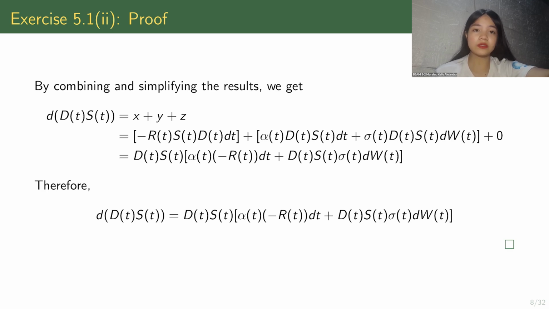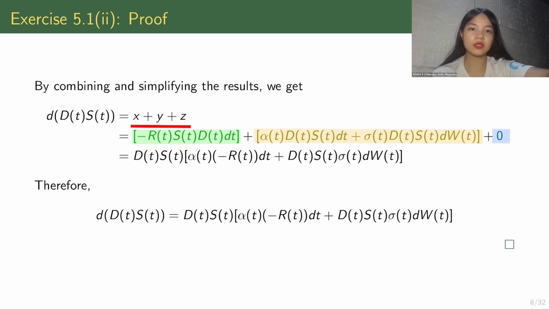Ito's lemma allows us to find the differential d(D(t)S(t)) by decomposing it into deterministic and stochastic components. So decompose d(D(t)S(t)) into parts X, Y, and Z. X equals negative r(t)S(t)D(t)dt. Y is equal to α(t)D(t)S(t)dt plus σ(t)D(t)S(t)dW(t). Z is equal to 0 as previously calculated.